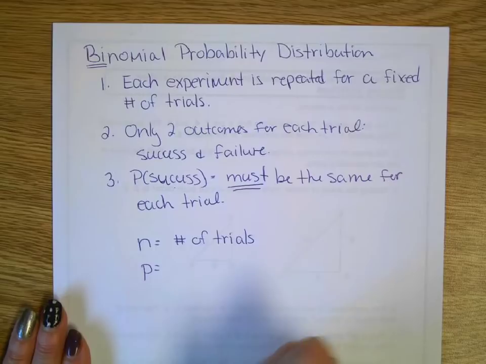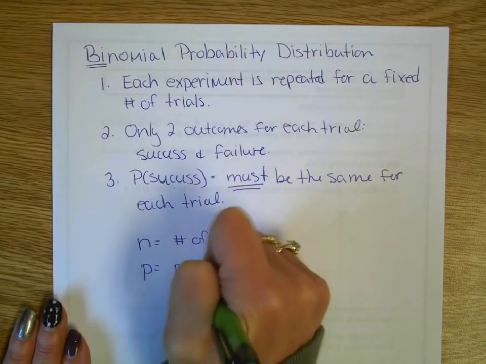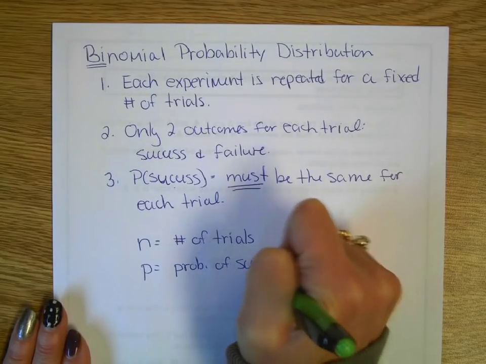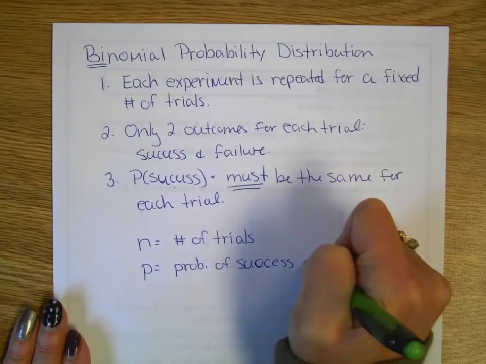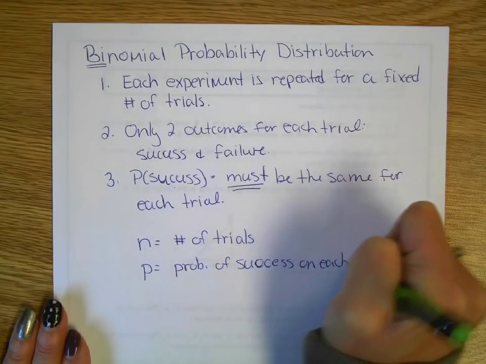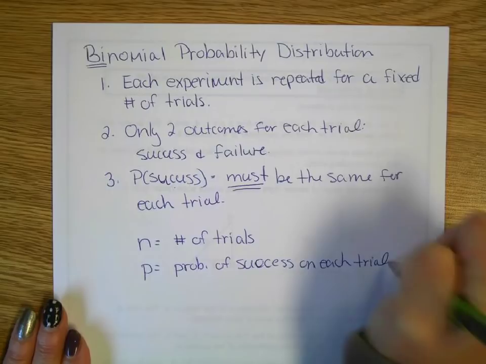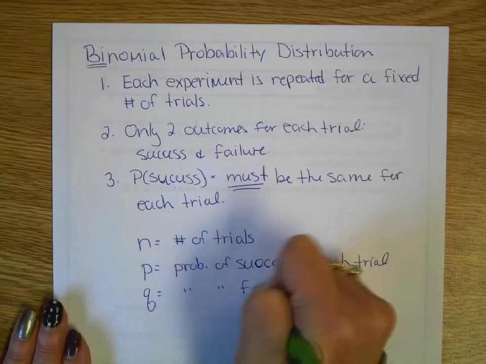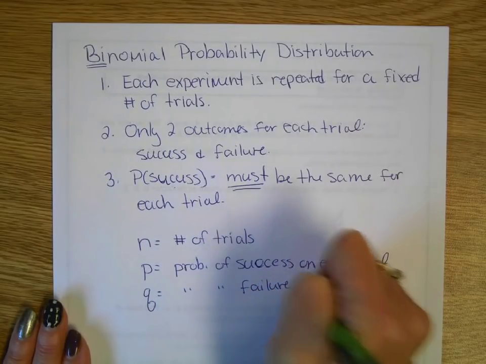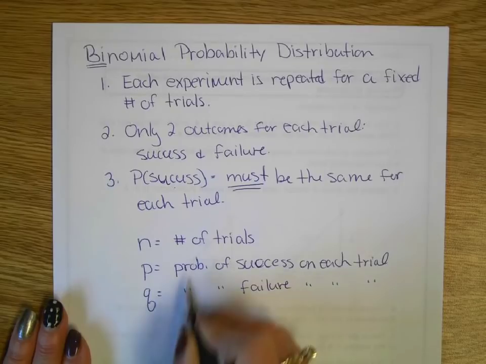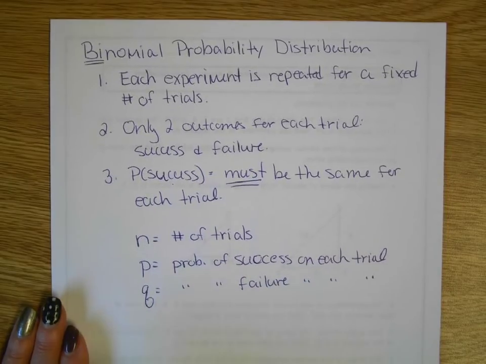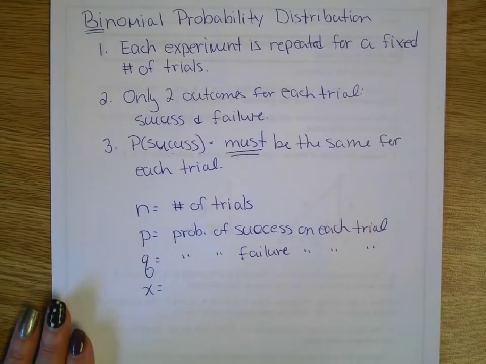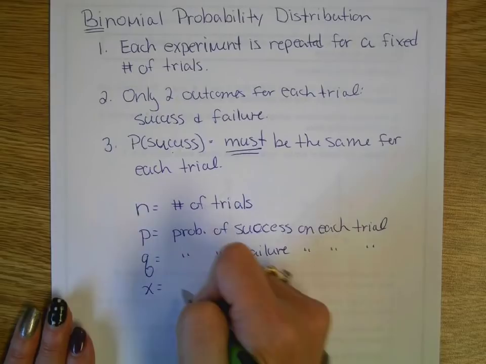P is going to represent the probability of success on each trial. Remember, it's got to be the same for each trial. Q is going to be the probability of failure on each trial. Ditto means to look at the word above there. And then X is going to be the number of successes you are looking for.